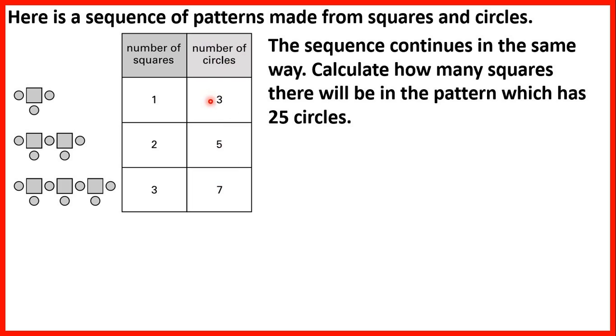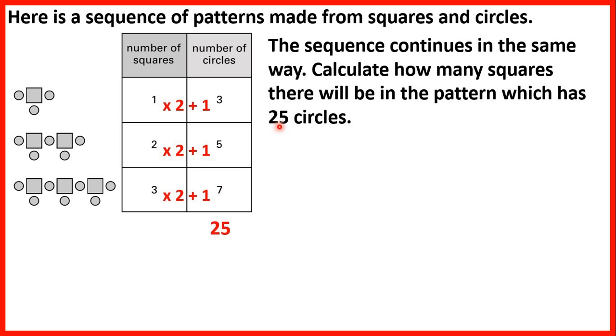So that means to find the number of circles from the number of squares, we must multiply by 2 and then add 1. Because 1 times 2 is 2, but 3 is 1 more than that. 2 times 2 is 4, and then we need to add 1 to make 5. And 3 times 2 is 6, plus 1 is 7.